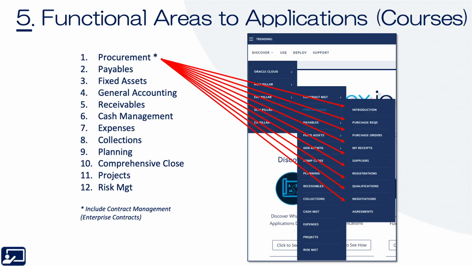Fifth topic, ERP Pillar Applications. This slide shows the applications within the procurement functional area. Functional areas and applications are dynamic. They will change over time. But it gives you an idea in the menuing how you go from pillar to functional area to application.